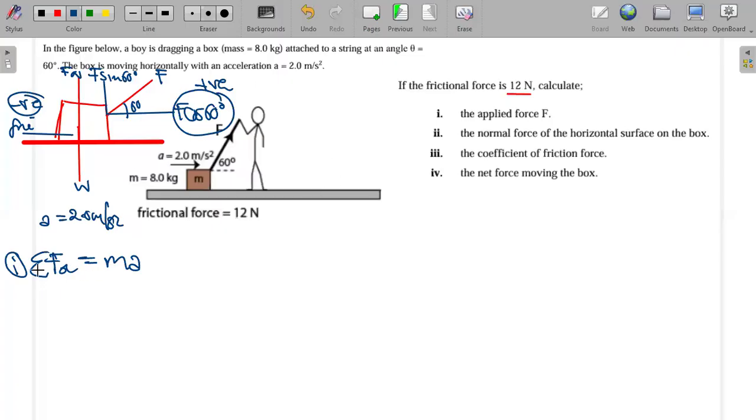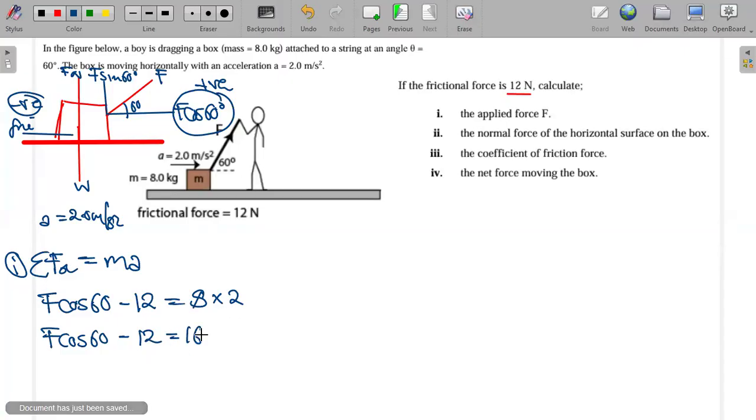So I'm going to say F cos 60 minus friction. Did they give us the magnitude of friction? Okay, they've given us the friction to say it's equal to 12. This will be equal to mass multiplied by acceleration. What is the mass? The mass is 8 kilograms multiplied by the acceleration, which is equal to 2. Okay, so my F cos 60 degrees minus 12 will be equal to 8 multiplied by 2. This is giving me 16.